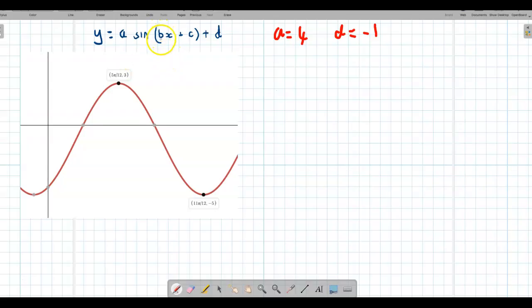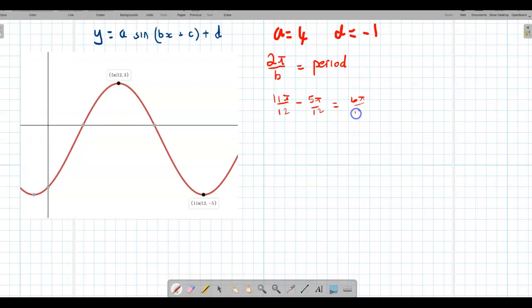Now for B, this B number affects the period. Normally what we do is we take the period of a normal sine curve, which is 2 pi, and we divide it by B, and it gives me the period. I have no markings on here apart from the maximum and minimum points, and I'm going to use those to work out the period. So if we go from here to here, we've done half a period. So we're going to do 11 pi over 12, take away 5 pi over 12, it gives me 6 pi over 12. That's half a period.